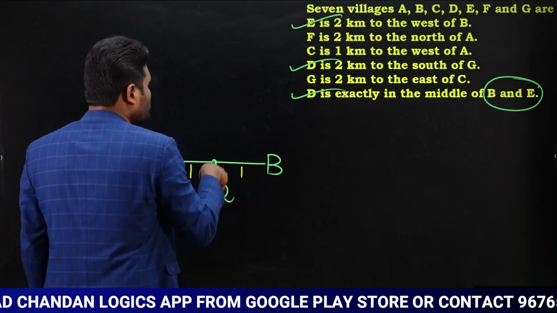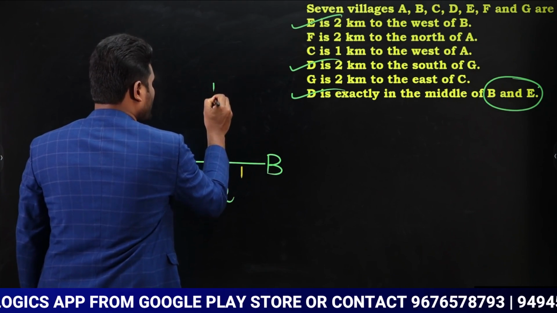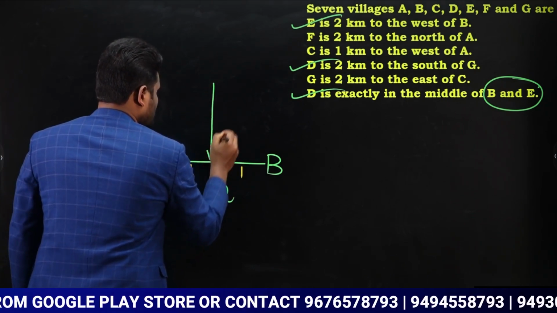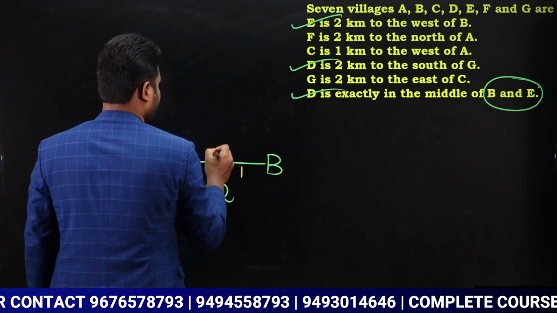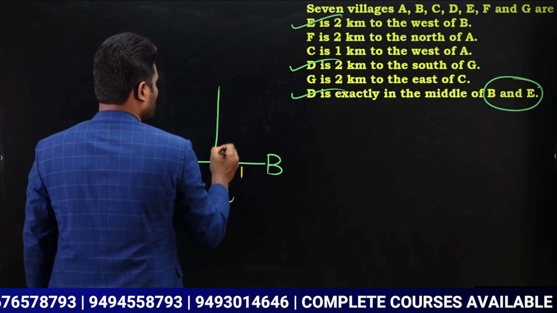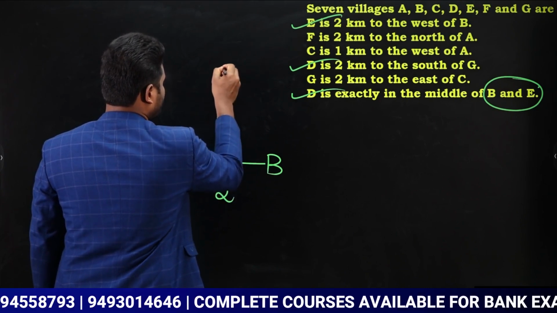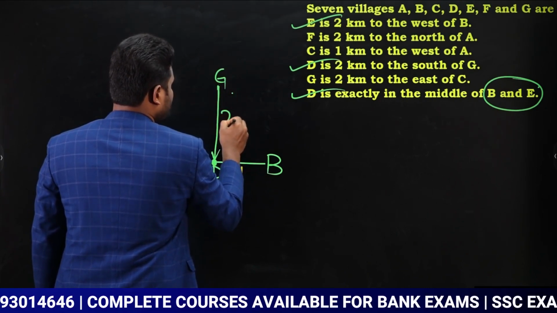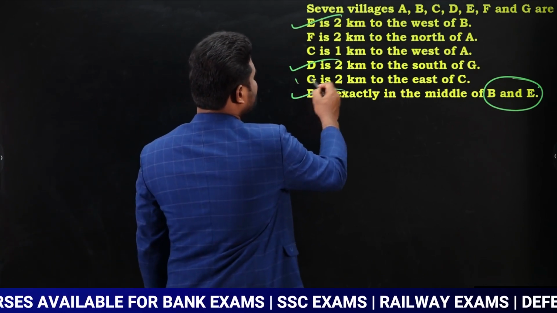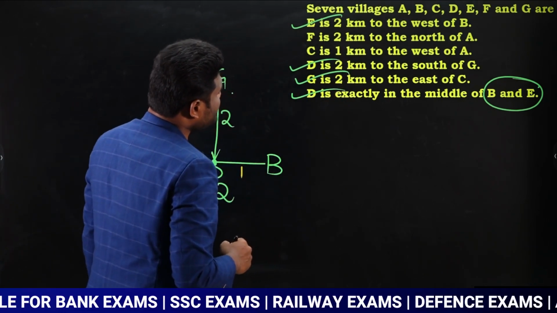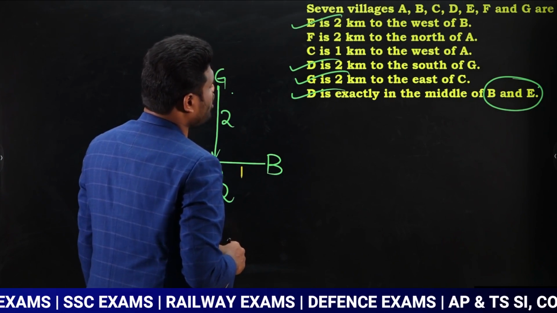D is going to be south of G. So D is going to be 2 kilometers to the south of G. So this is G. For G, 2 kilometers south, there is D. Next, with respect to G, we have one more statement. G is 2 kilometers to the east of C.